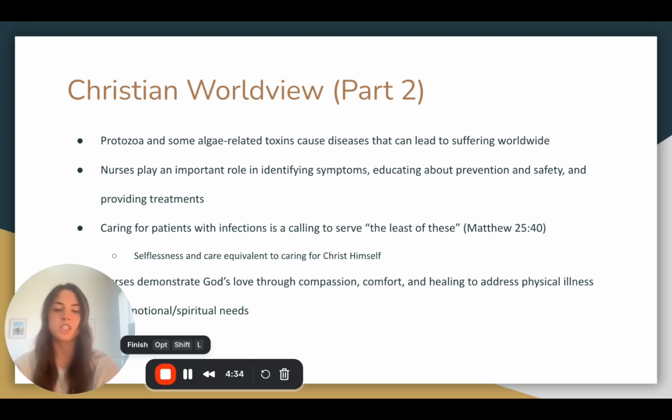Caring for patients with infections is more than a job or medical responsibility. It is an opportunity to reflect God's love, bring comfort, and serve Christ through caring for others.